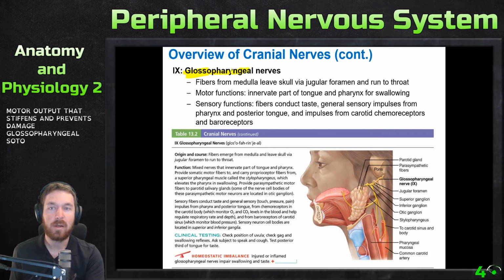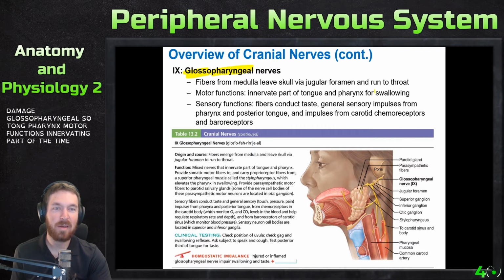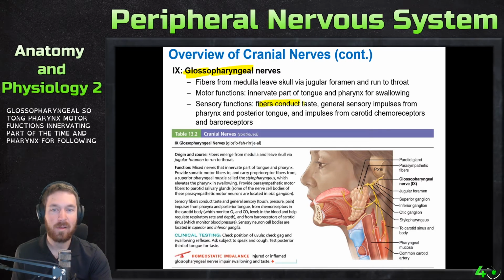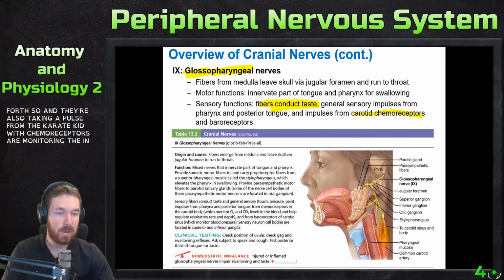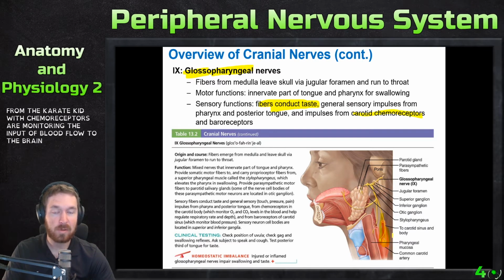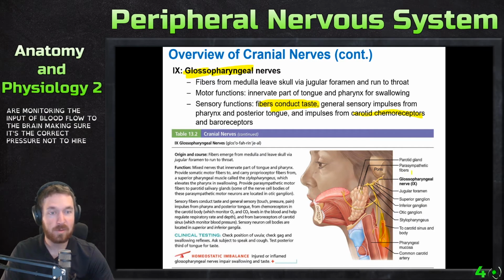Glossopharyngeal, so tongue, pharynx. So here, motor functions innervating part of the tongue, and pharynx for swallowing, also taste, and so forth. And they're also taking impulse from the carotid chemoreceptor, so monitoring the input of blood flow to the brain, making sure it's the correct pressure, not too high or not too low.